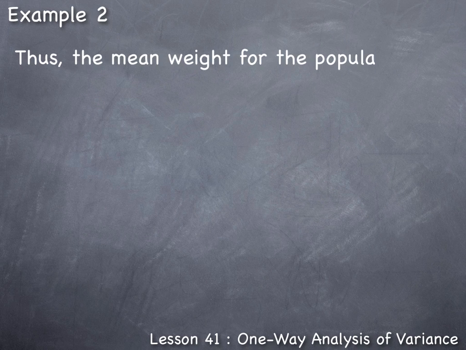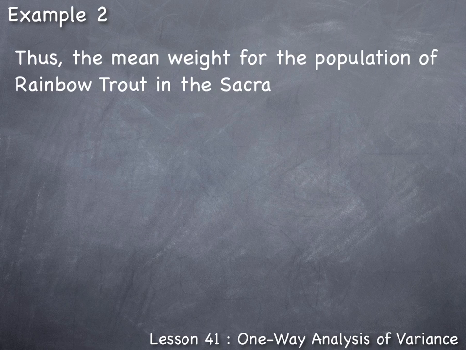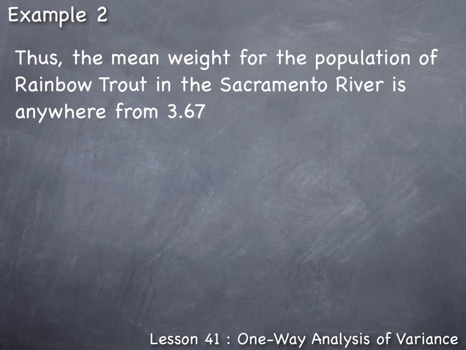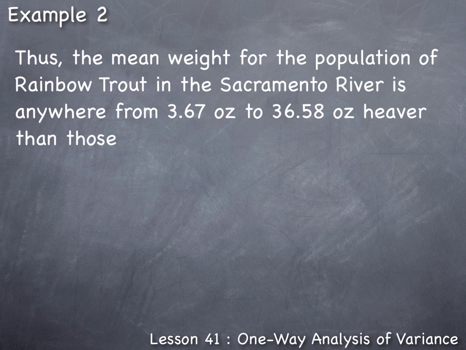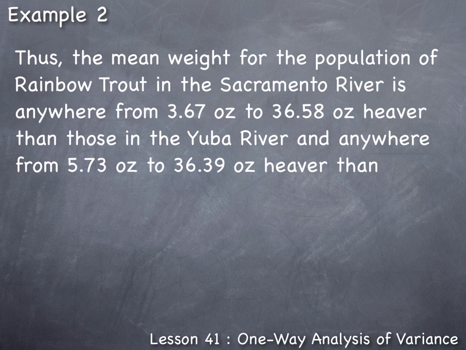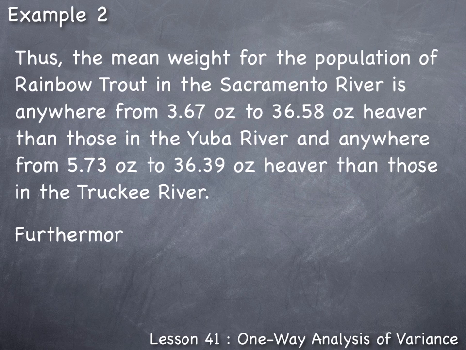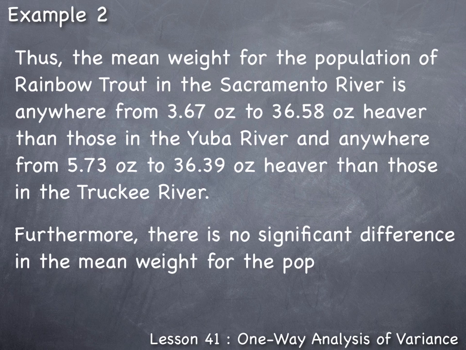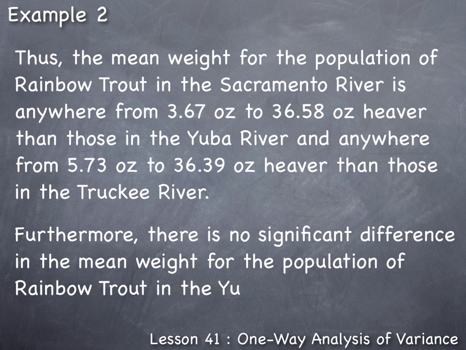Thus, the mean weight for the population of rainbow trout in the Sacramento River is anywhere from 3.67 ounces to 36.58 ounces heavier than those in the Yuba River, and anywhere from 5.73 ounces to 36.39 ounces heavier than those in the Truckee River. Furthermore, there is no significant difference in the mean weight for the population of rainbow trout in the Yuba and Truckee rivers.